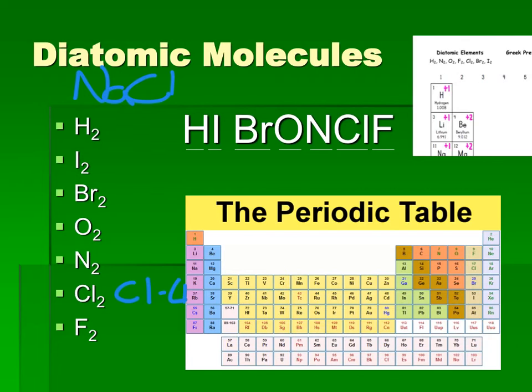A couple different ways that you can remember this. One is a lot of students use this mnemonic, Hi Broncliffe. I don't know, like you're saying hi to your friend named Broncliffe. Another way that you can remember it is there are 7 diatomic molecules. You will see that they create this 7 on the periodic table, and then hydrogen is always kind of the oddball out.